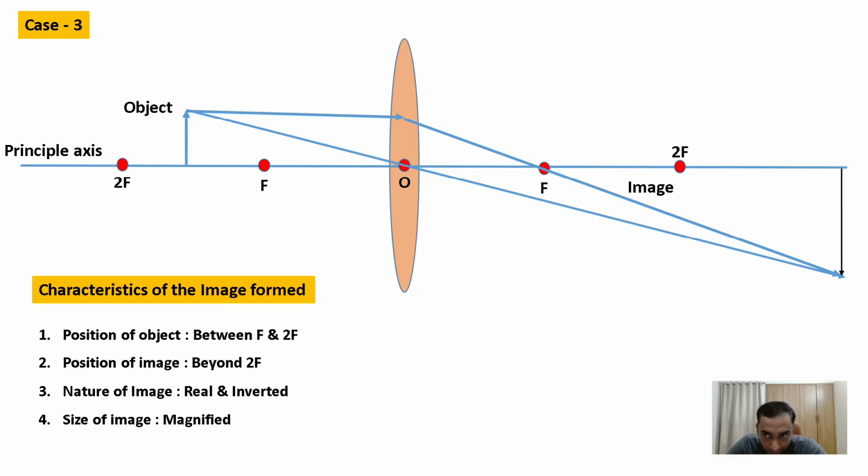Correct. So this is a real and inverted image because the refracted rays, as you can see very well, are meeting at this particular point. Now, since the rays are coming from the head, the image of the head will be formed at the bottom over here, and the tail of the object, or feet of the object, whatever you may call it, will be formed on the principal axis.